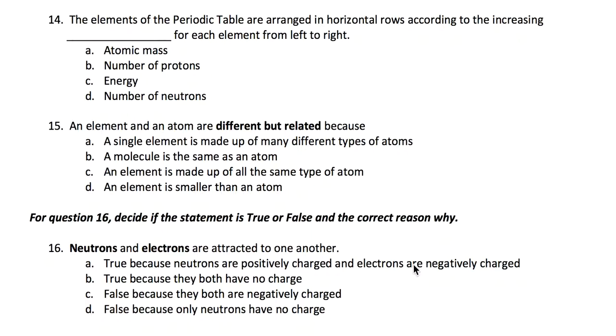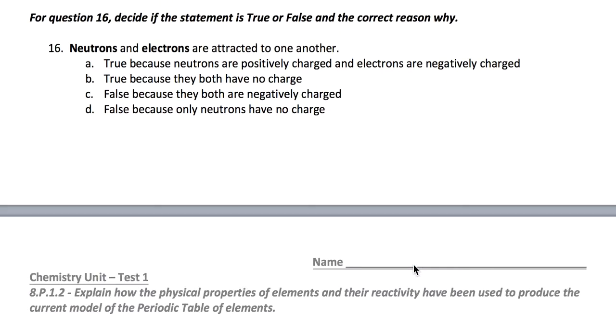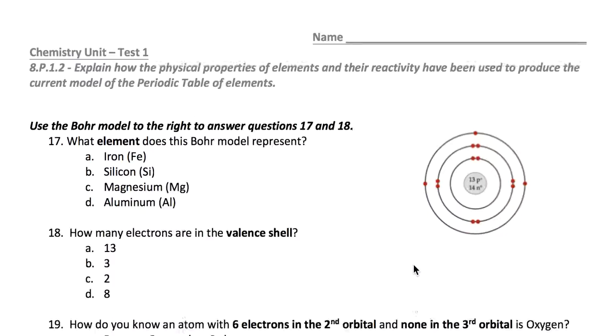For question 16, decide if the statement is true or false and the correct reason why. Question 16. Neutrons and electrons are attracted to one another. A. True because neutrons are positively charged and electrons are negatively charged. B. True because they both have no charge. C. False because they both are negatively charged. Or D. False because only neutrons have no charge.